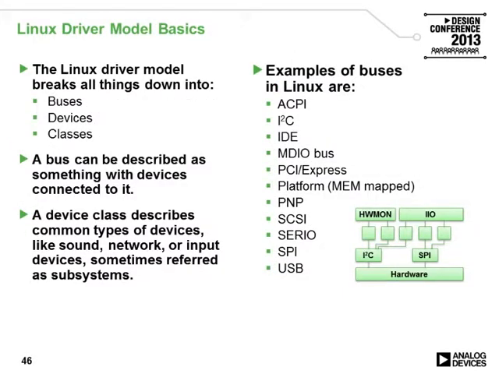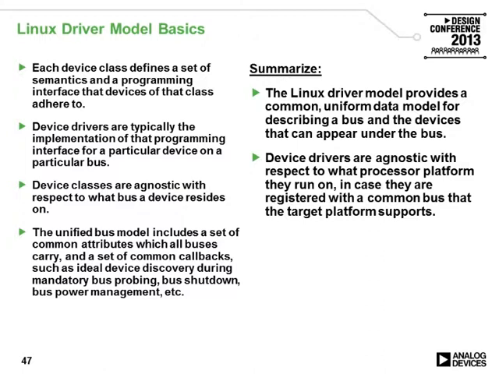Let's start with some Linux driver model basics. The Linux driver model breaks all things down into buses, devices and classes. A bus can be described as something with devices connected to it. A device class describes a common type of device, like sound, network or input devices, sometimes also referred to as Linux subsystems. Each device class defines a set of semantics and a programming interface that devices of that class adhere to. Device drivers are typically the implementation of that programming interface for a particular device on a particular bus. Device classes are agnostic with respect to what bus a device resides on.